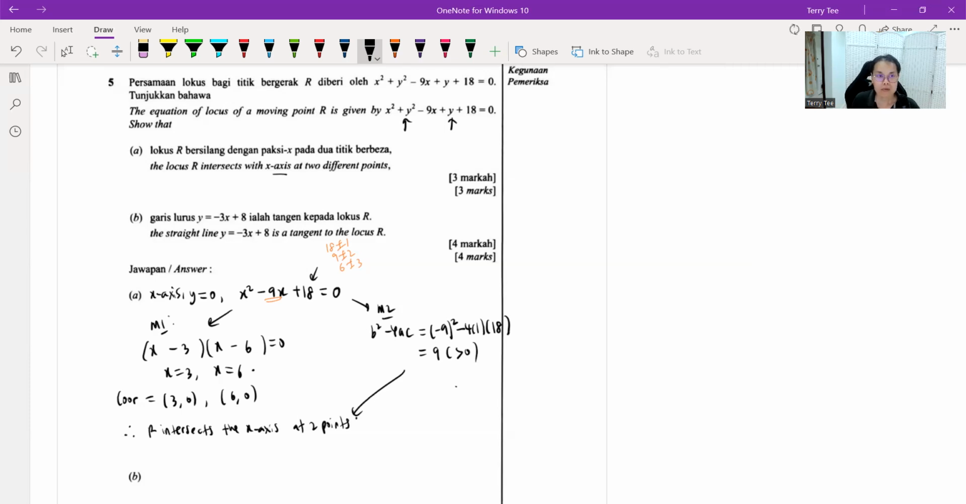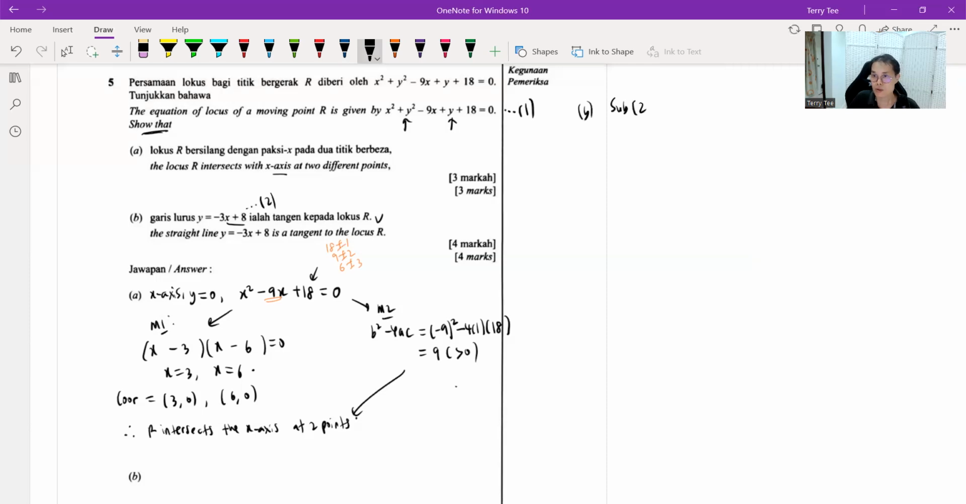Okay. Well, for part B, they say this straight line is now a tangent to locus of R. You're supposed to show that it's a tangent. Well, a line is a tangent when it touches the curve at 1 point. In this case, a circle. So I draw a circle, touches at 1 point. So we need to show that there's only one solution, or we can do b squared minus 4ac equals 0. Okay, so we call this equation 1, and this equation 2. This is part B over here.